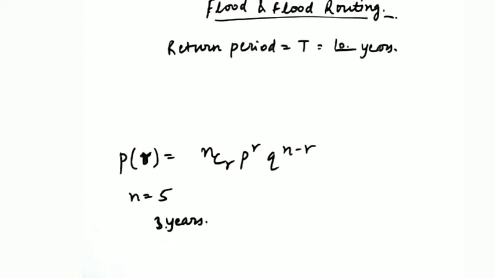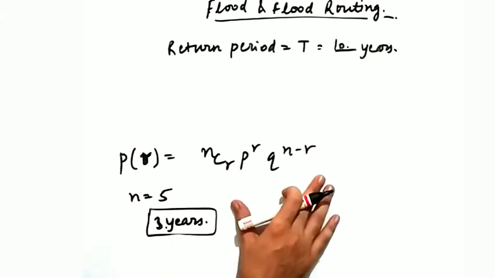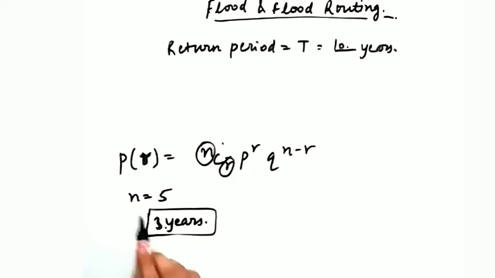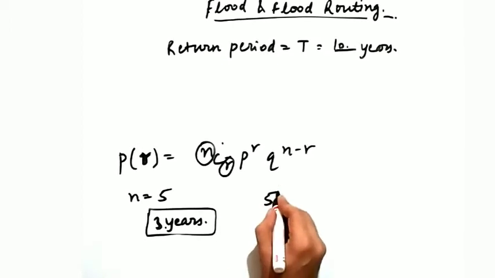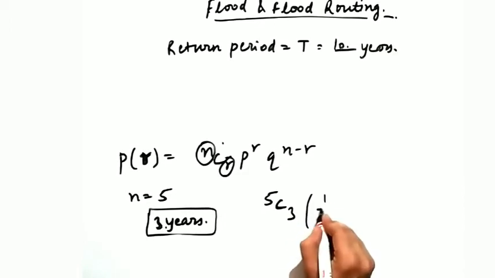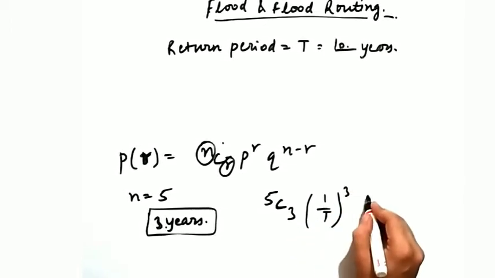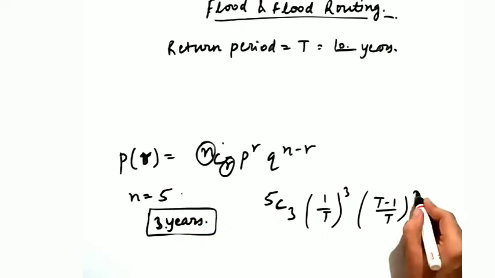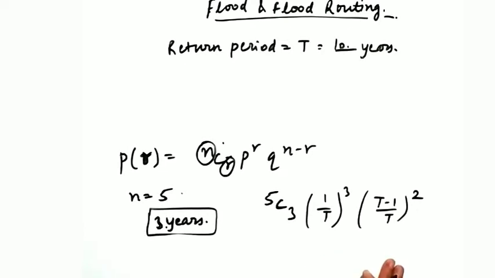This formula can be used if I give you r and n. I have asked you to calculate the probability that the flood will overtop the structure in exactly 3 years. Then n is 5, C is combination, and r is 3. What is p? p is 1 by t, raised to r, which is again 3, q is t minus 1 divided by t, and n minus r is 5 minus 3, that is 2. So this is how you can calculate the probability.